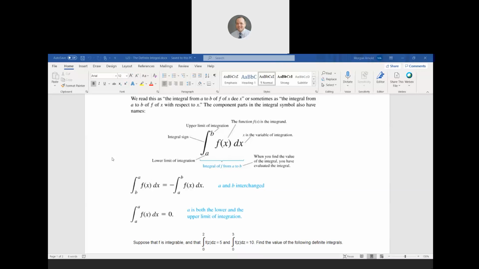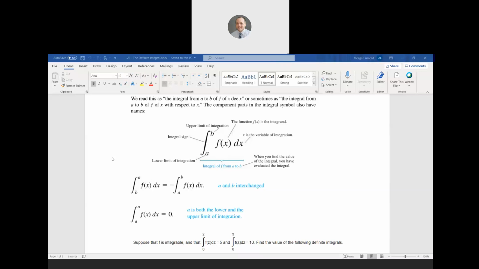Today's lesson is over antiderivatives, or more specifically, an antiderivative called an integral. So I wanted to start today by going over what an integral looks like, and then we'll look at some examples from both lesson 23 and 24.